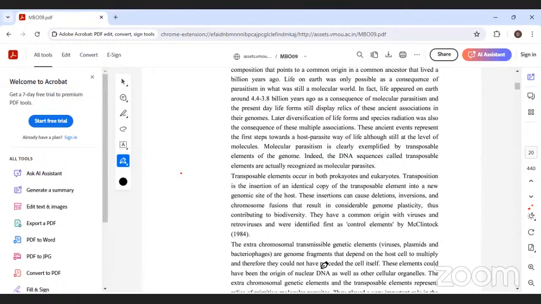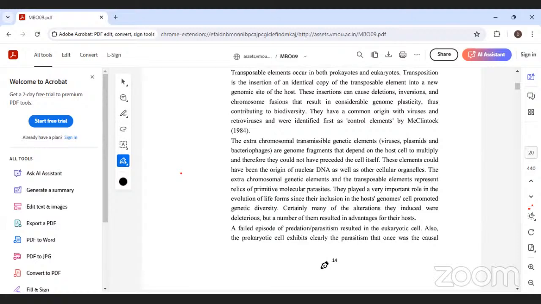Next, transposition is the insertion of an identical copy of a transposable element into a new genomic site of the host. These insertions can cause deletions, inversions, and chromosome fusion that result in considerable genomic variation, thus contributing to biodiversity. Common origin with viruses and retroviruses; they were identified as controlling elements by the scientist McClintock in 1984.